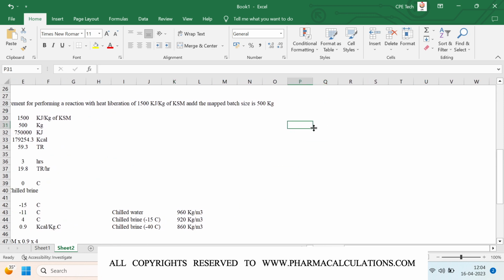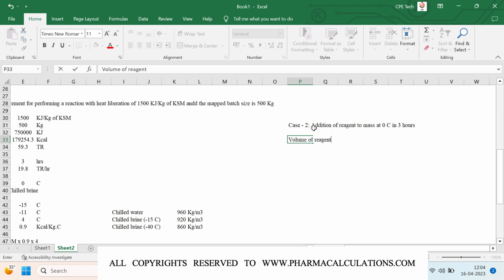So I'll mention it, the case 2, where you are going to perform addition of reagent to mass at 0 degrees centigrade in 3 hours of time. Okay, first of all we need to take the volume of reagent. So let's say the volume of reagent is approx 180 liter.